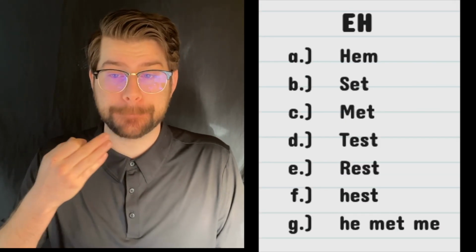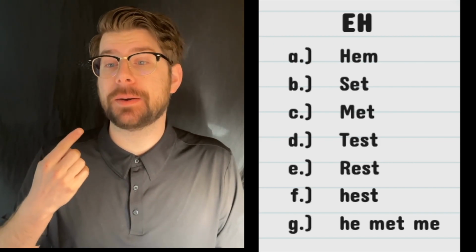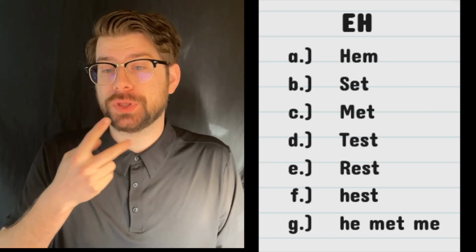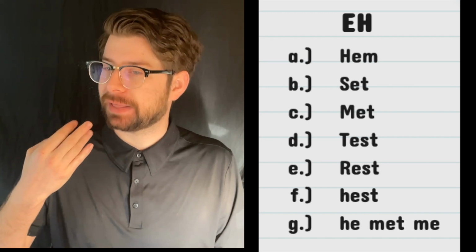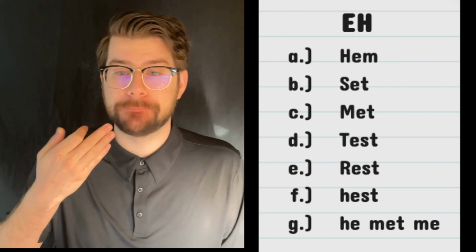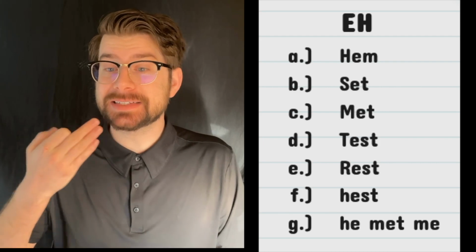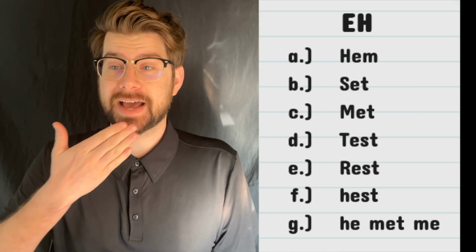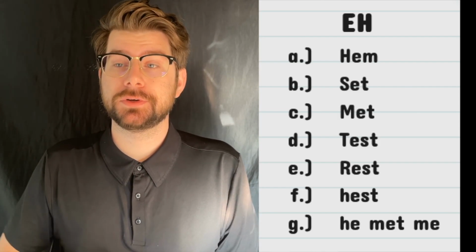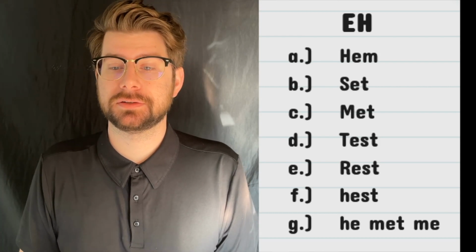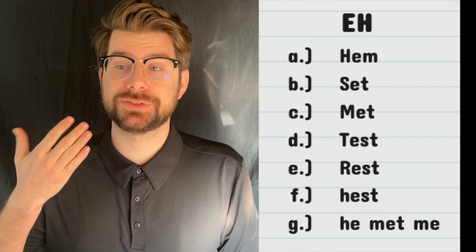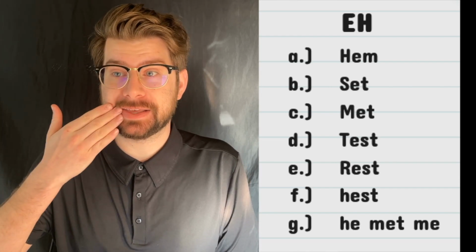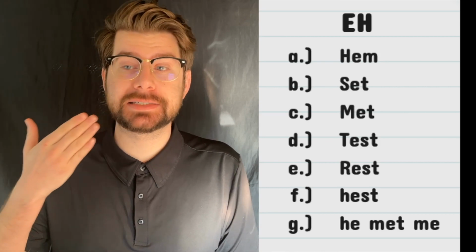We have hem. We're going to break that up into ha plus m, because remember, we use consonant vowel pairs when we're cueing. Hem. Set. Met. Test. Rest. Hast. He met me. He met me.